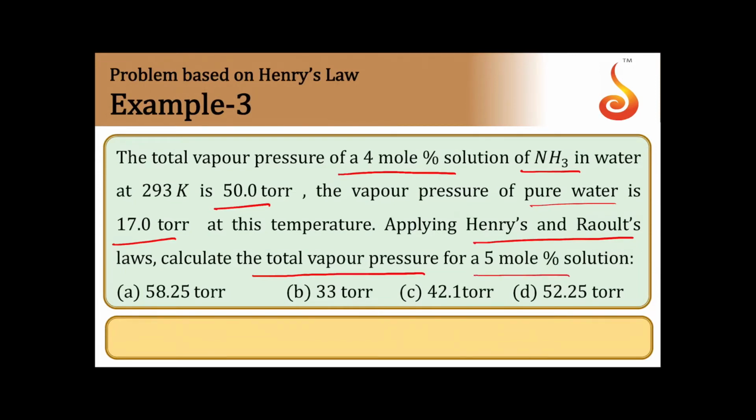So they have given us the pressure of the 4% solution of ammonia, that is 50 torr, and are asking for the pressure of the 5% solution of ammonia at the same temperature. They have also given the pure water vapor pressure as 17 torr. So let us see the calculation part.